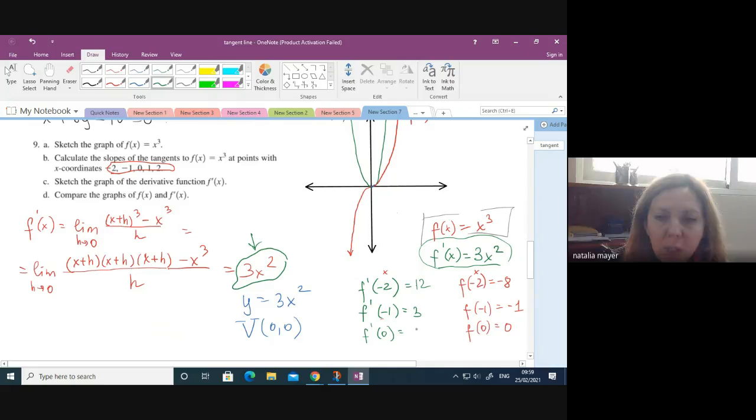0 is 0 as well. Good. Now we will move to the graph and analyze this data on the graph.